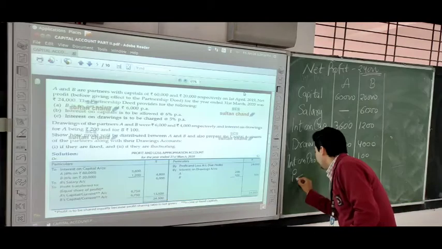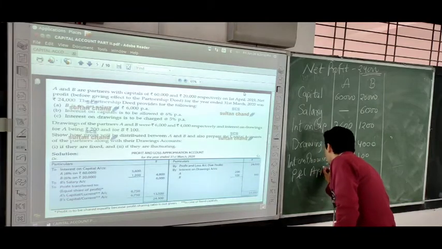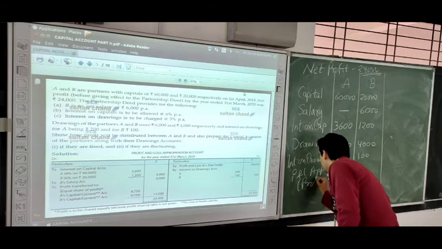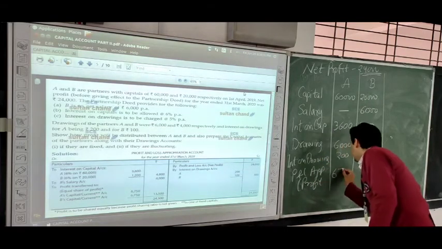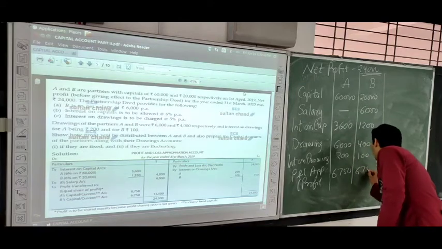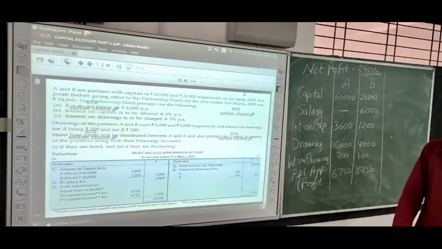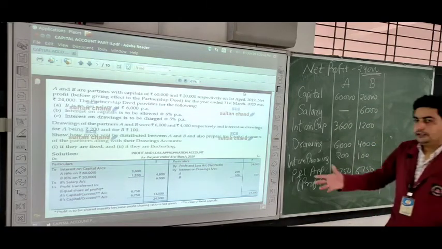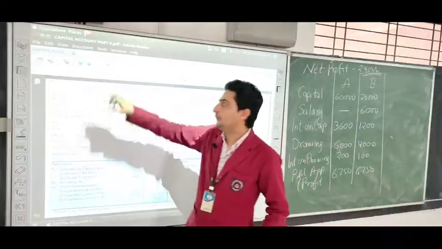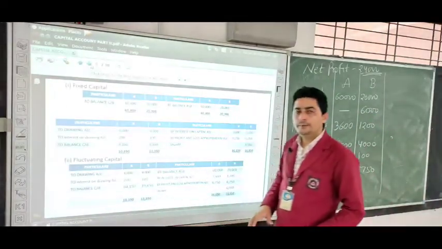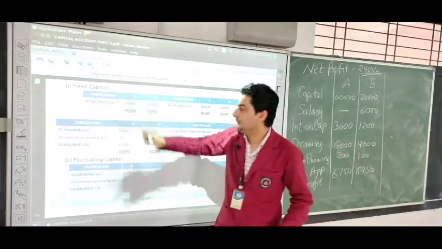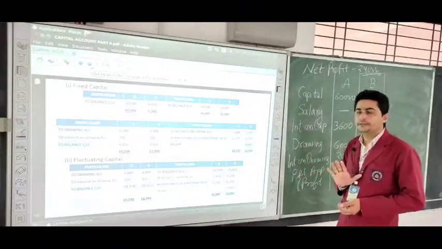So the profit and loss appropriation account shows profit. And what is the profit? 6,750 rupees. Okay, students. Now let us prepare the capital account. We will prepare it in both methods. First will be the fixed capital method and second will be the fluctuating capital method.